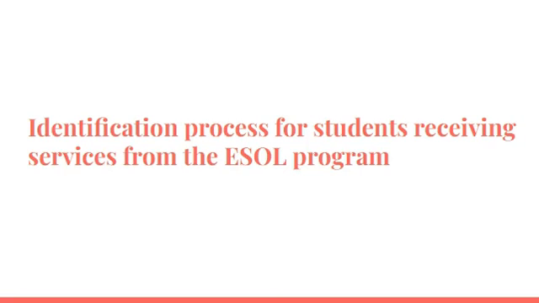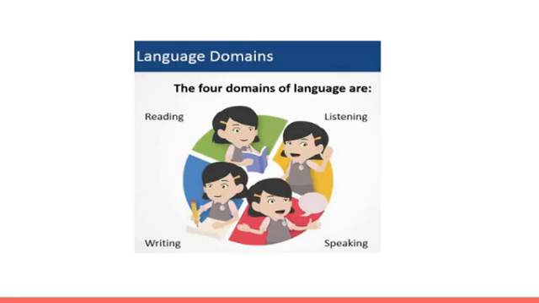Based on your responses in the home language survey, school personnel will be alerted that the student needs to be evaluated. The student will be evaluated by taking the WIDA screener test. The WIDA screener will evaluate the student's ability to speak, read, write, and understand the English language. When the student is in kindergarten, they will only be tested in comprehension and oral expression. This is because they don't read or write yet.